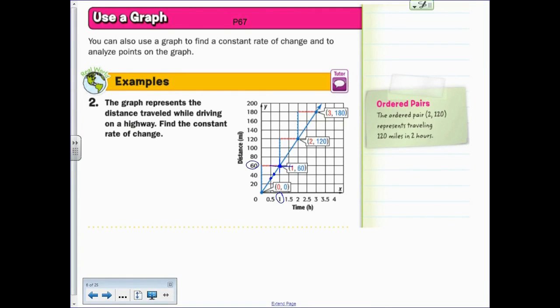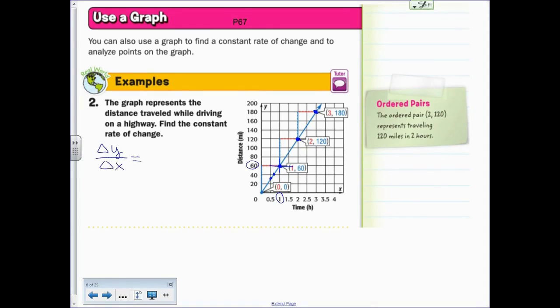Then we go up to our next point where we have a crosshair, and you have 2, 120. Then you go to the third point where there's a crosshair, and it's 3, 180. We then want to take those points and we want to find the change in Y over the change in X.